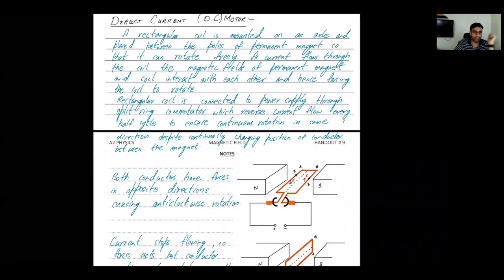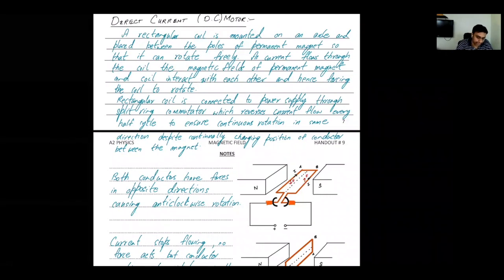The structure of a very basic DC motor would be a rectangular coil mounted on some sort of an axle. An axle is something about which the coil is going to be able to rotate freely. So the rectangular coil is mounted on an axle so that it allows the possibility for the coil to rotate. And it's mounted on an axle right between the poles of two permanent magnets, north and south pole.